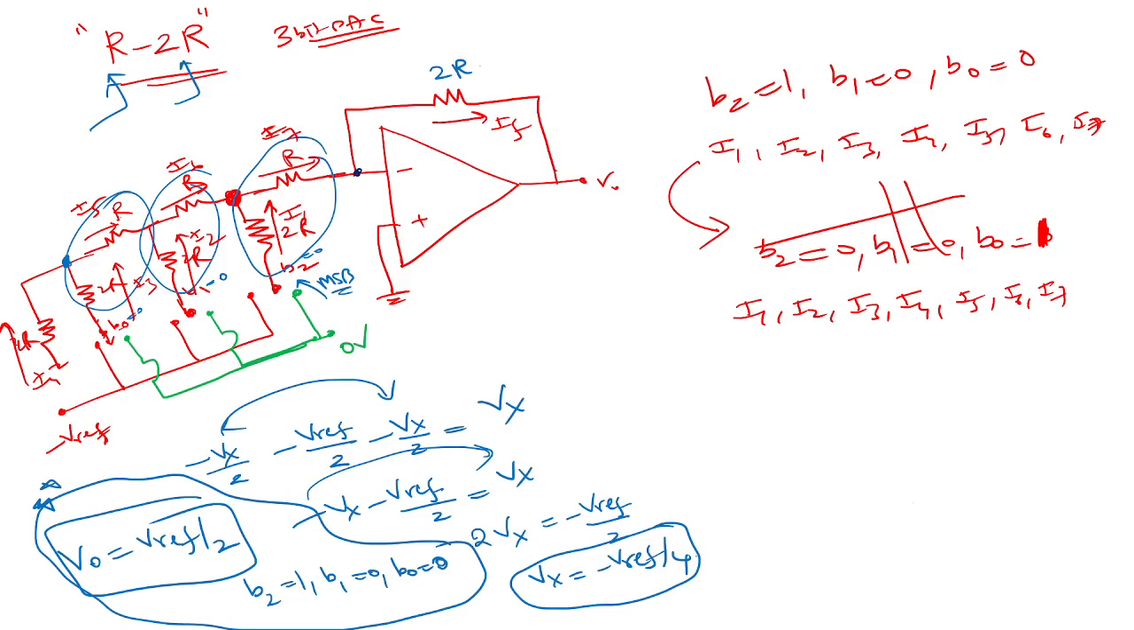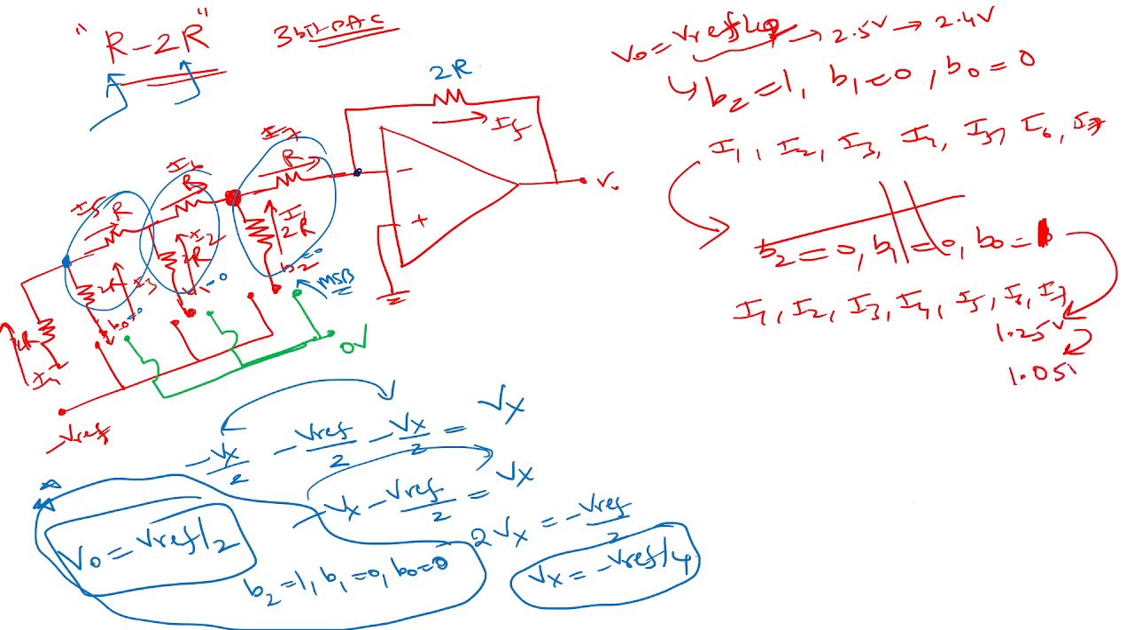These are not close to reality. For example, you are expecting, in this case, V naught is, let's say, V reference by 4 or V reference by 2. Let's say this value amounts to 2.5 volt, right? It may be 2.4 volt. For this, you may expect 1.25 volt. You may get 1.05 volt. Here, if you look at the difference, this is 0.1 volt. Here, if you look at the difference, this is 0.2 volt.